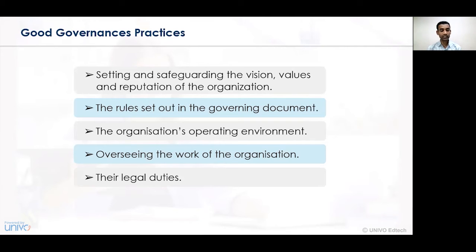And lastly, the legal duties. That is the legal duties of the members or the participants of the organization, how they are performing their legal duties, what the various documentation is that one has to maintain, and what the various steps are that need to be undertaken for effective governance.